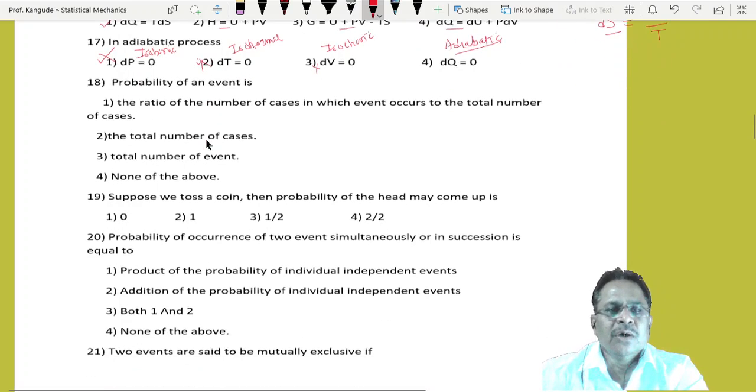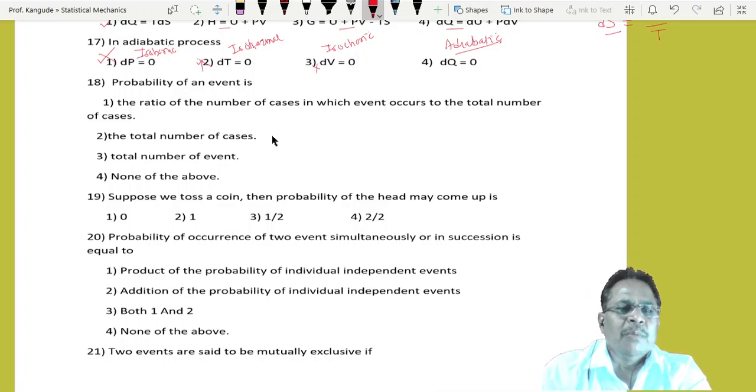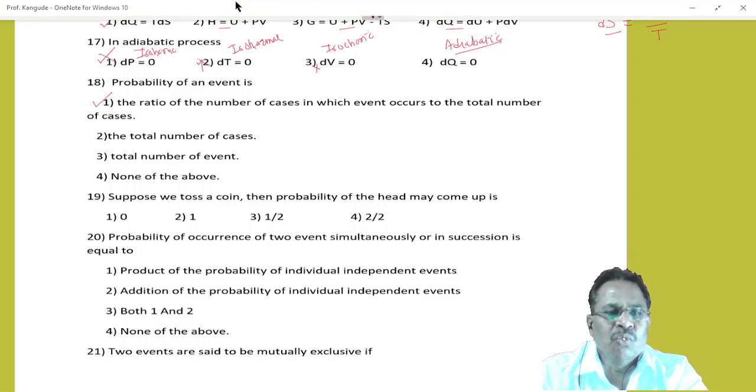Question number 18, probability of an event is, okay, this is again a very simple question, the ratio of the number of cases in which the event occurs to the total number of cases. Option B is the total number of cases. Option C is the total number of events, and D, that is 4, none of the above. So option 1 is the correct option: the probability of a particular event is the ratio of the number of cases in which that event occurs to the total number of cases that we have been observing. So question number 18, the correct option is 1.